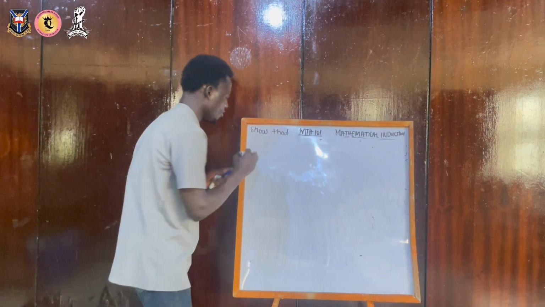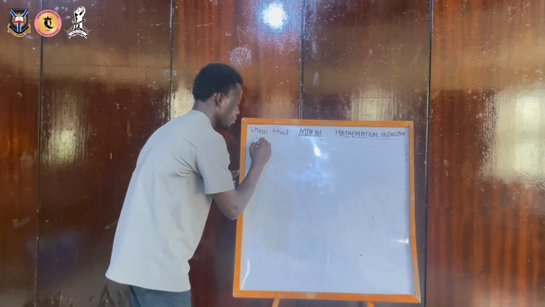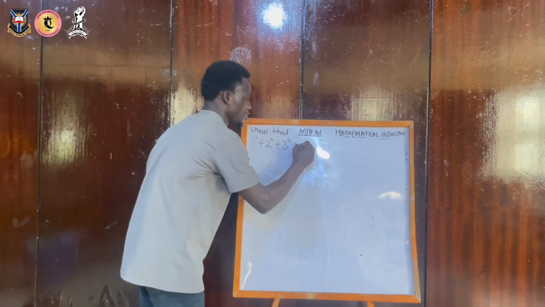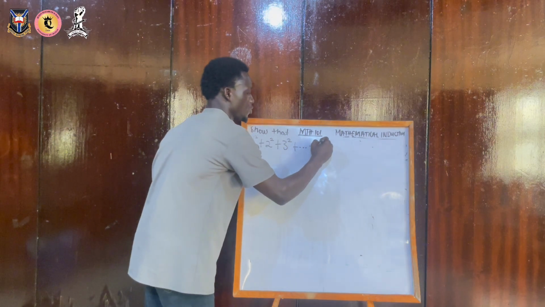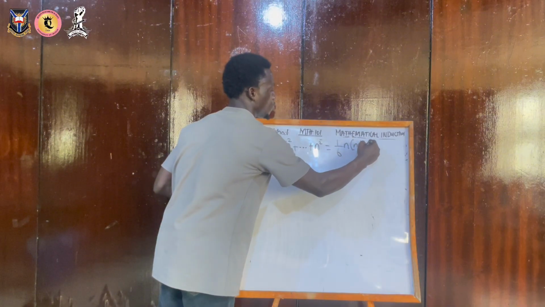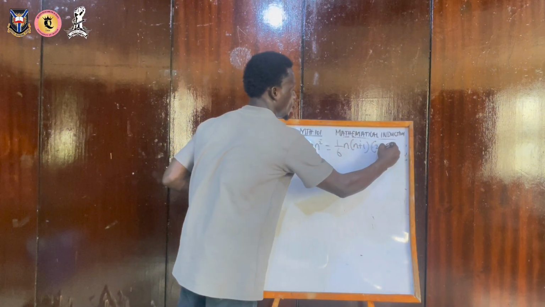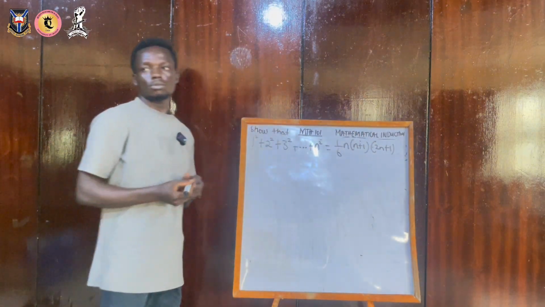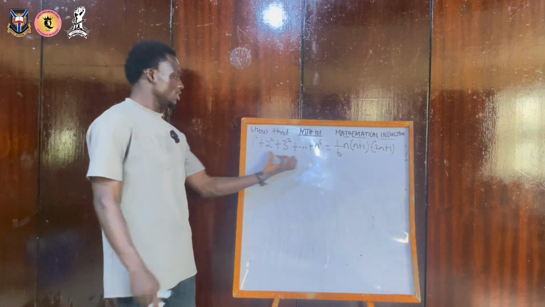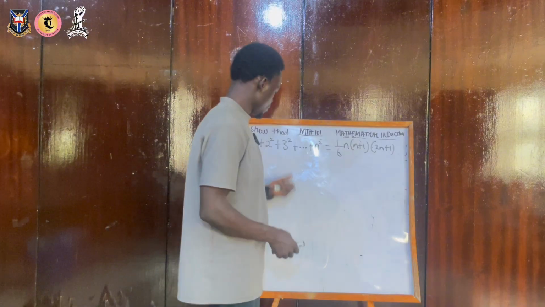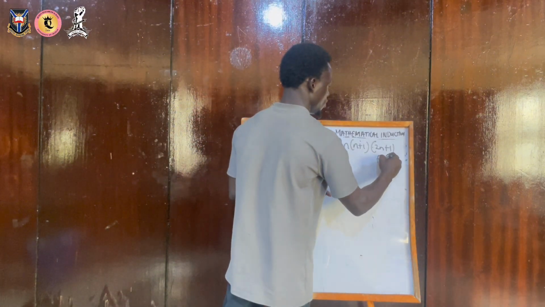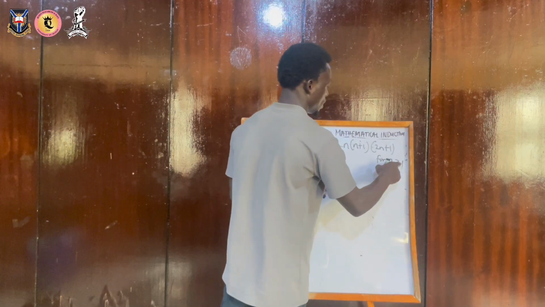So now let's say we have 1 square plus 2 square plus 3 square plus dot dot dot plus n square equals 1 over 6 n into n plus 1 into 2n plus 1. Now for this particular question, we have to show that this statement is true, that this equals this for n greater than or equal to 1.